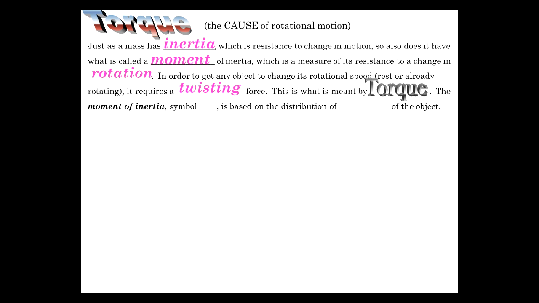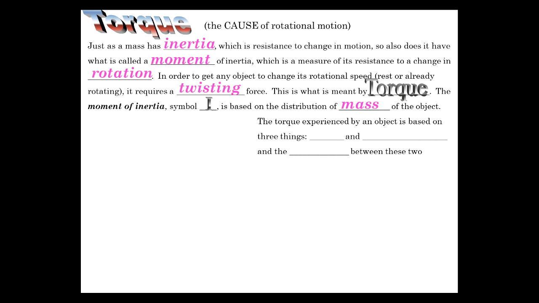Now, the moment of inertia, very similar to inertia, but the moment of inertia, symbol I, is based on the distribution of mass in the object itself. It turns out if the mass is distributed further from the axis of rotation, the moment of inertia goes up a lot, even if the mass stays the same.